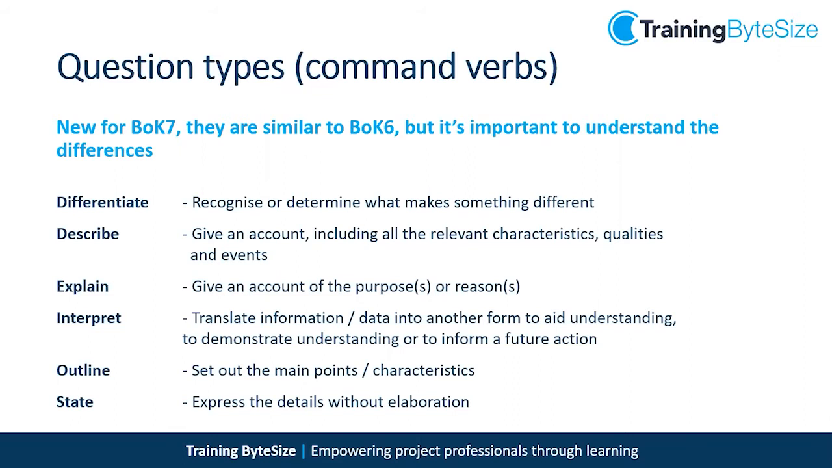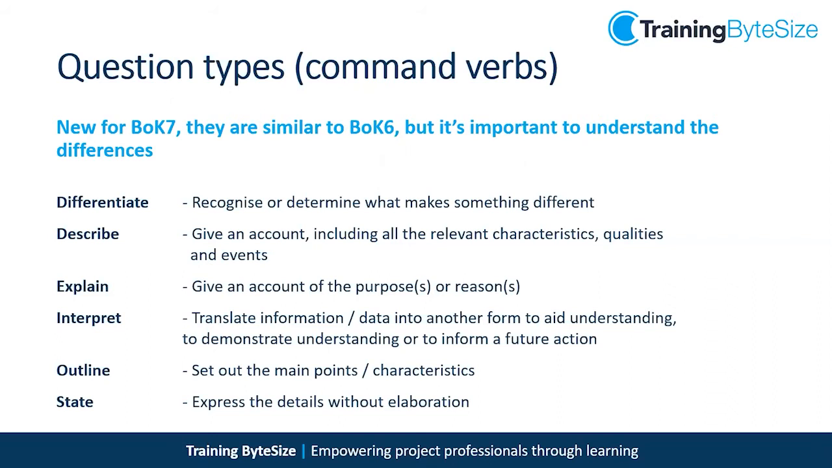Outline: set out the main points or characteristics. Outline will typically be, say, part A, outline four characteristics of something. It won't require lots of detail, because each of those would be five marks each, totalling part A at 20 marks. So it's asking for bullet points almost, nice and tidy, maybe three or four sentences tops around what it is.